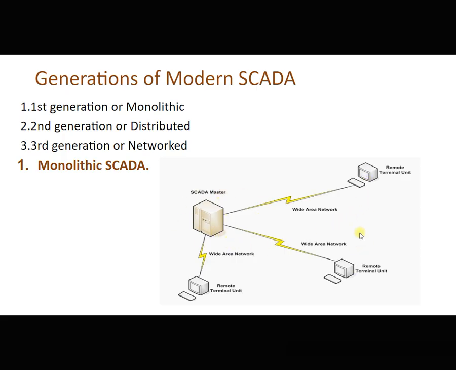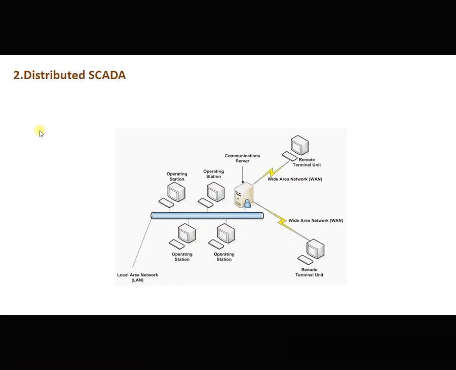If I want to communicate with these two, it comes through like this and goes like this. So we are working with a single point. That is what monolithic means: only one SCADA master. Next, distributed SCADA.